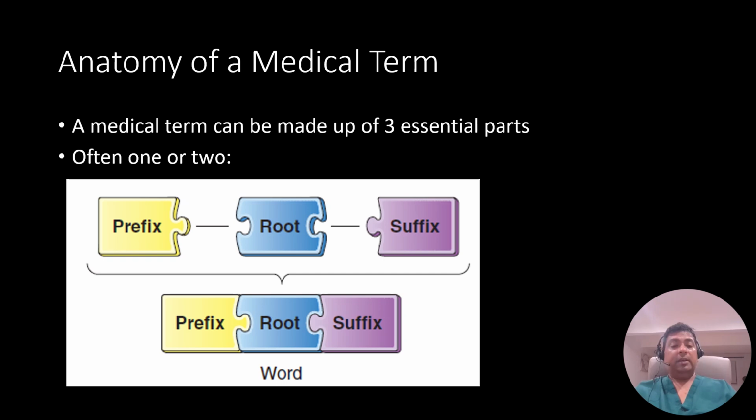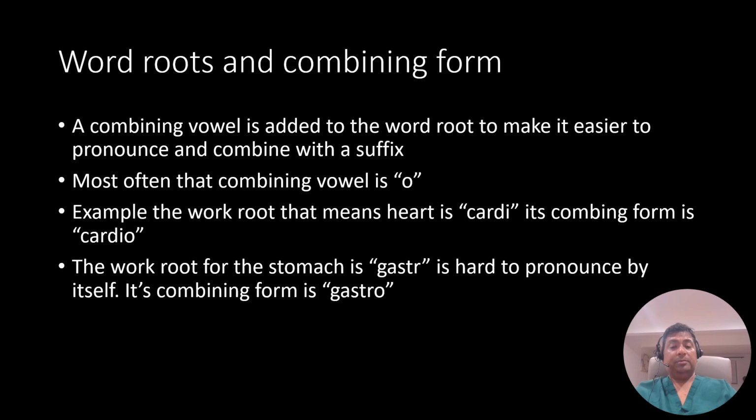So let's look at the anatomy of a medical term. A medical term can be made up of three essential parts and minimum two parts: the prefix, the root, and the suffix. Notice that the root is the main part or the center of the word. The prefix comes before the root, and the suffix comes after the root.